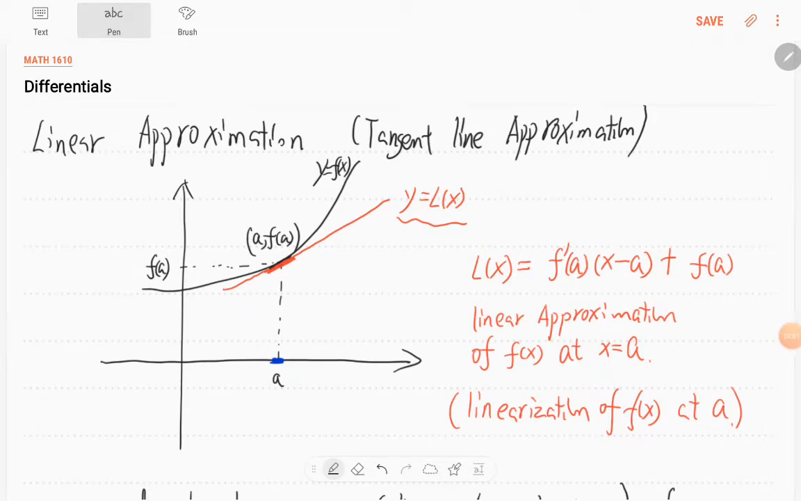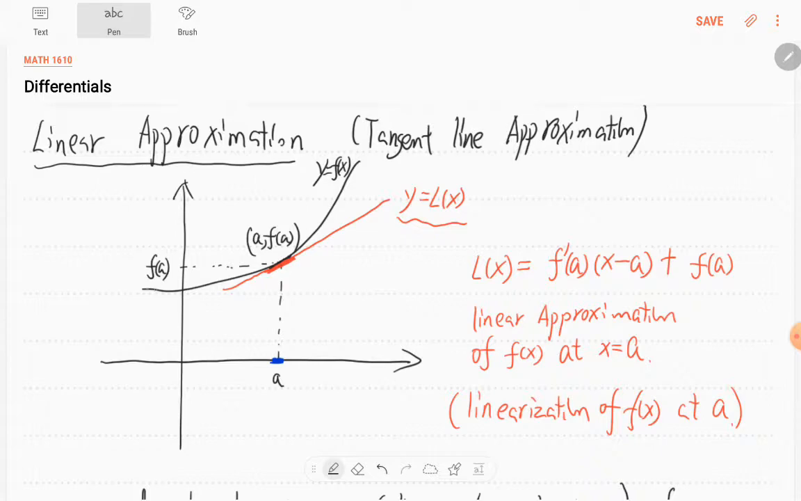Okay, in this part, we want to talk about the differentials. Before we talk about the differentials, we want to look at one application for the tangent line, which is called the linear approximation. Sometimes it's called the tangent line approximation.